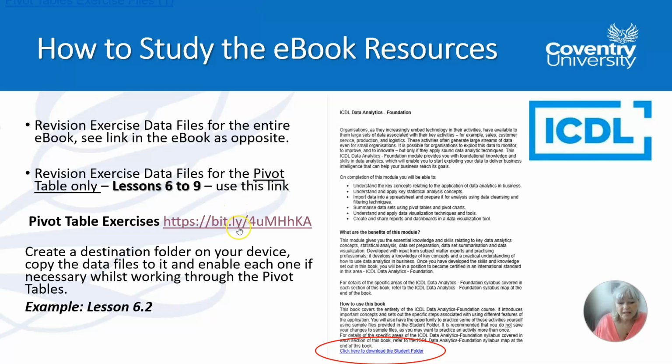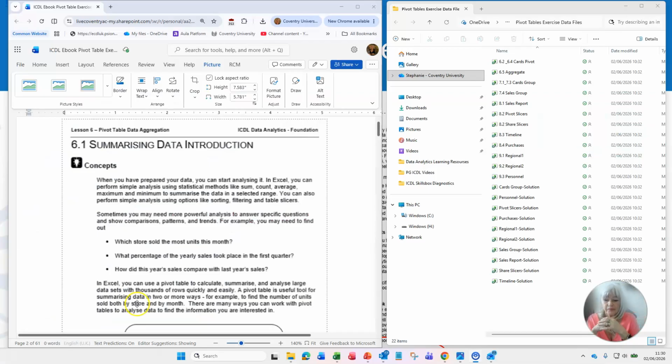These ones, as I'll show you in a moment, are specific to lessons 6 to 9 and relate to pivot tables. So you can create that destination folder and download it, and then, as I've said before, if you're working through the pivot tables, make sure that you enable editing if that's the case. So let's do an example of the first one, just so that you get an idea of what is expected of you.